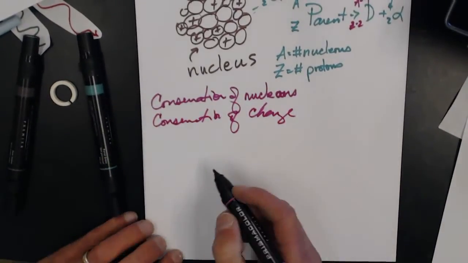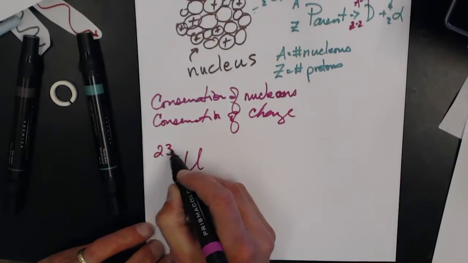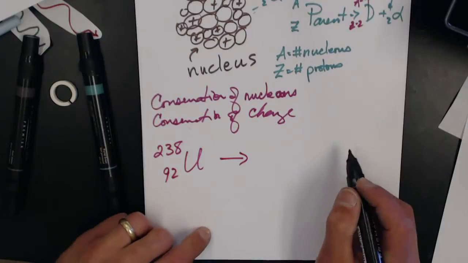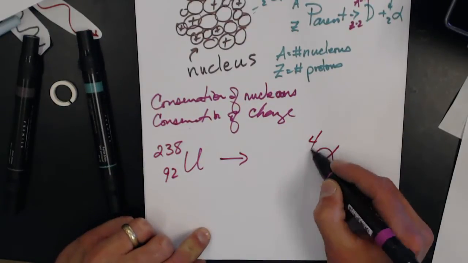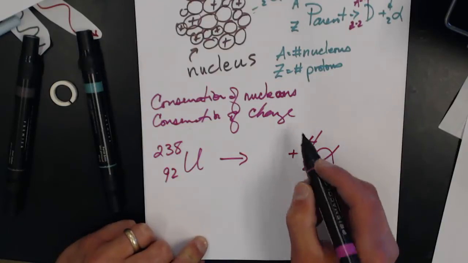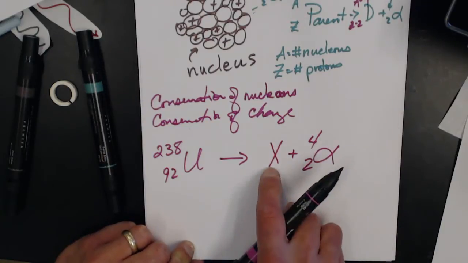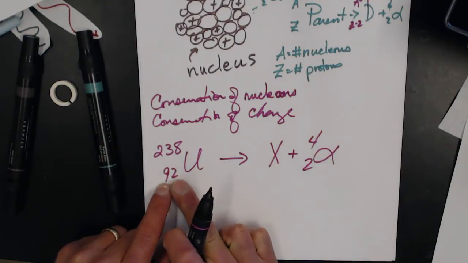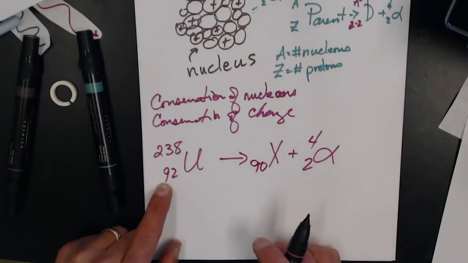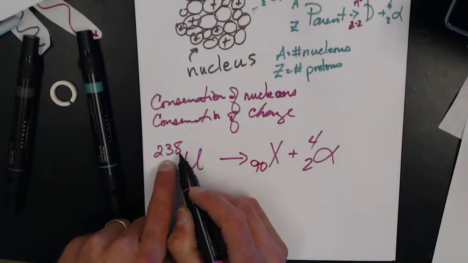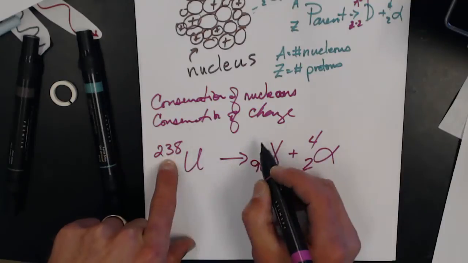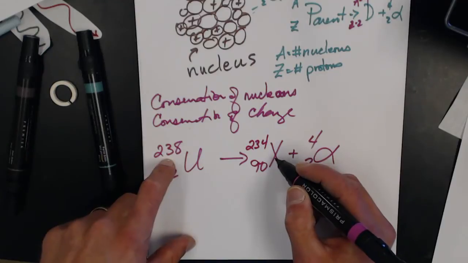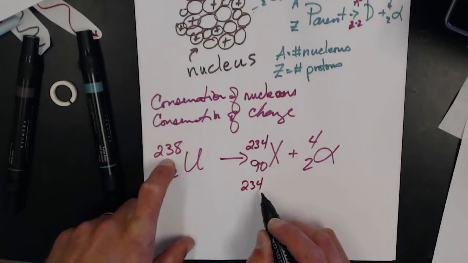So let's take a uranium-238 nucleus. Uranium's 92. Uranium-238 will undergo alpha decay. So 4-2 out it spits. So what am I left with? What's my atom here? I have 92 protons, 2 of them left, so I have 90 left over. I had 238 nucleons, 4 of them were gone, so this turns into 234. This X, if you look it up on the periodic chart, becomes thorium. So this is thorium-234.